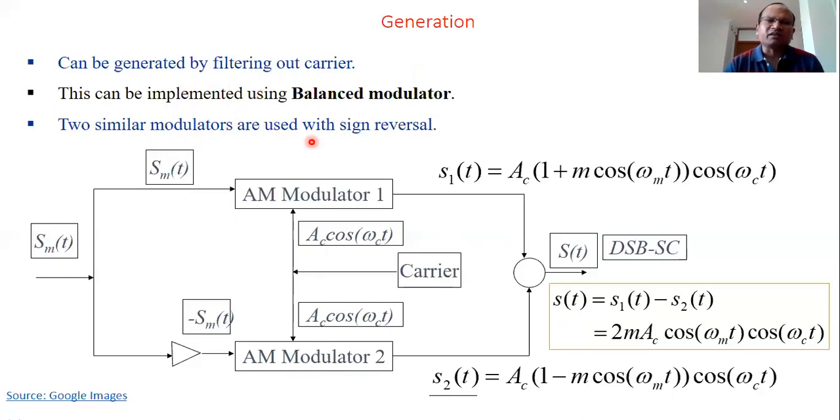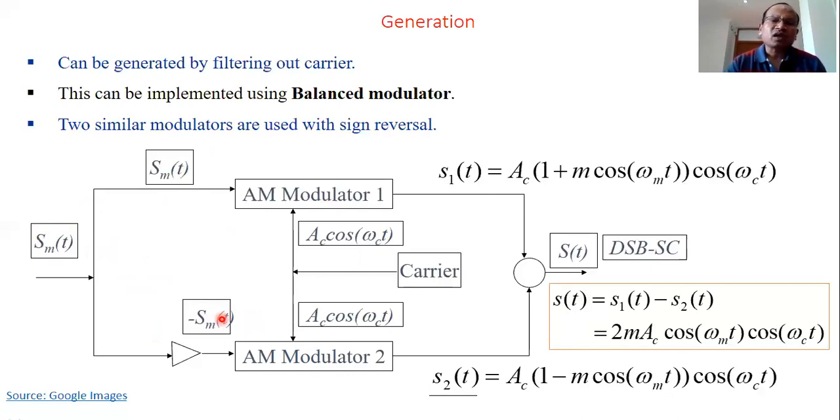What is the meaning of sign reversal? We know that when we use an AM modulator, any amplitude modulator, what does it require? It requires two signals: one carrier signal, another message signal. Look here. The carrier signal is given to AM modulator 1. The same carrier signal is given to AM modulator 2. Now, the message signal SMT is sent directly to AM modulator 1. But in the second AM modulator, we reverse the sign and the signal becomes minus SMT, and then we send it to AM modulator 2.